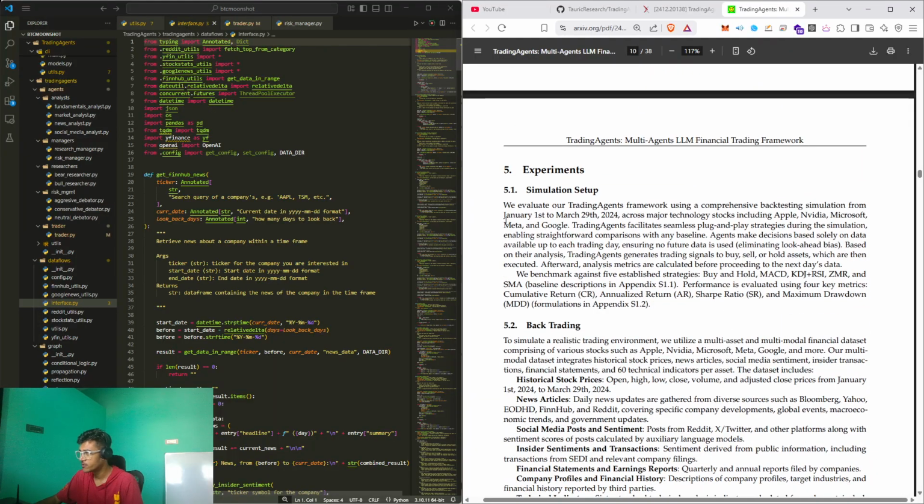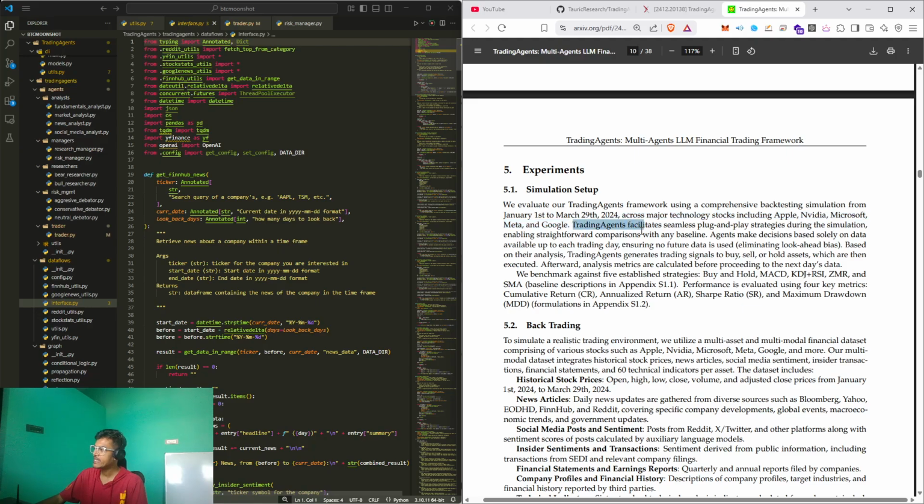Okay, so let's continue. 5.1 Simulation Setup. We evaluate our TradingAgents framework using a comprehensive backtesting simulation from January 1st to March 29th, 2024. So January, February, March, around 3 months of backtesting, I suppose. Or it could be January 1st, 2024 to March 20. Across major technology stocks including Apple, Nvidia, Microsoft, Meta, and Google.